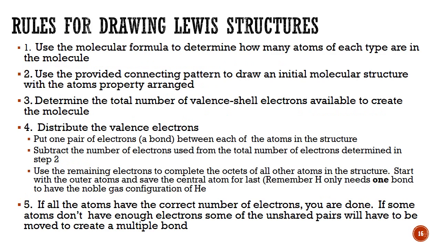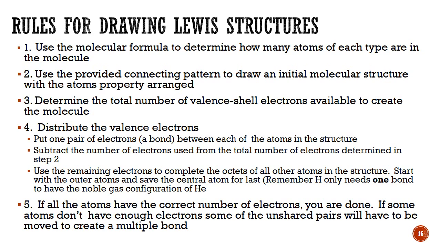All right, so here are the rules, and I'll just briefly go through them because I'll go through each step when I go through some examples. But of course, we want to know the molecular formula, so we'll know how many of each type of atom there are. We need to know how they're connected to each other, how the atoms are arranged. We need to determine the total number of valence electrons available to the molecule. We'll do an example of that in a minute. Then we distribute the electrons among all the atoms.